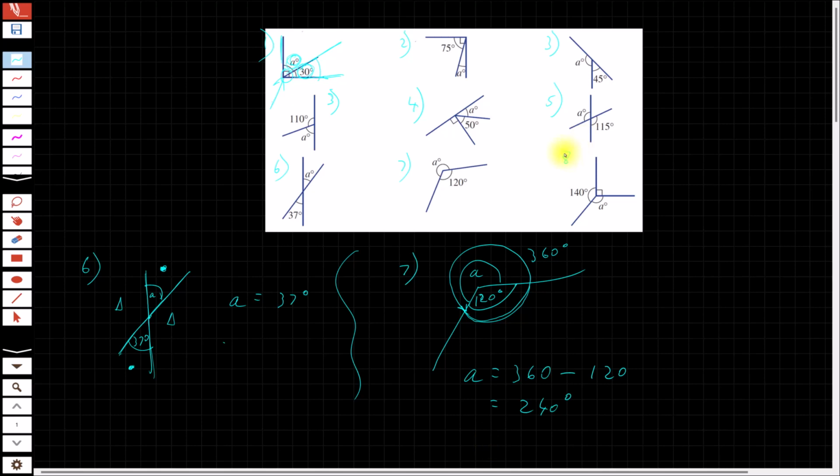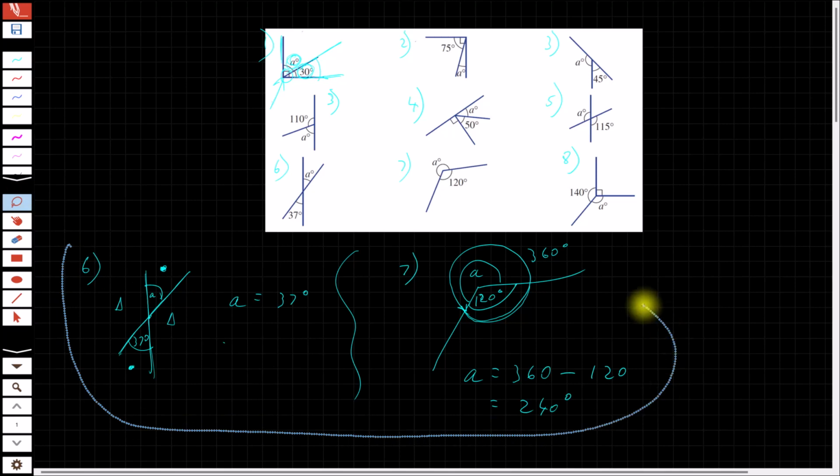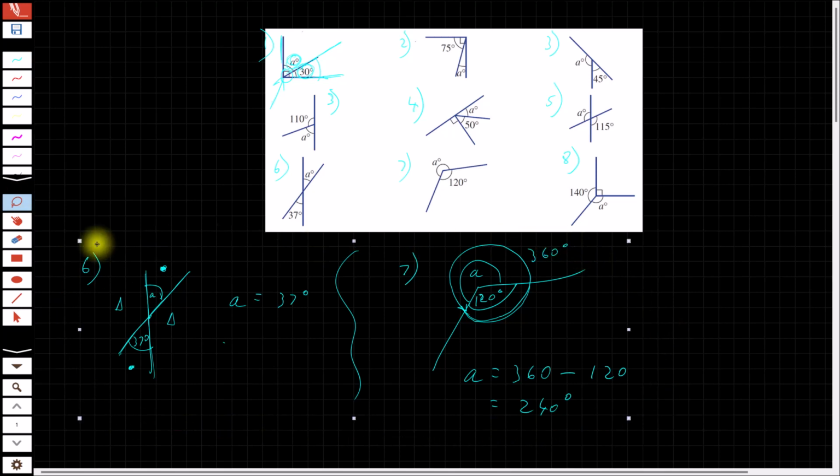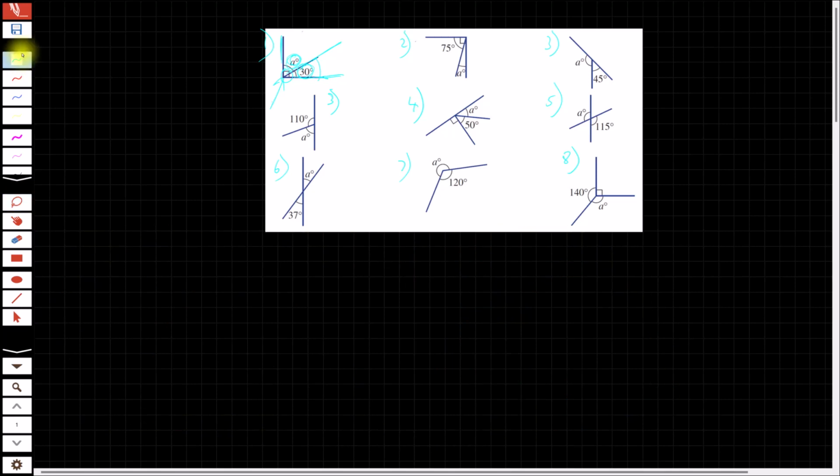Let's do number 8. We have that, we have that, and we have that. And we're given that this angle here is 90 degrees between those two lines. We're given that this angle here is 140 degrees. And we don't know this angle here, A.